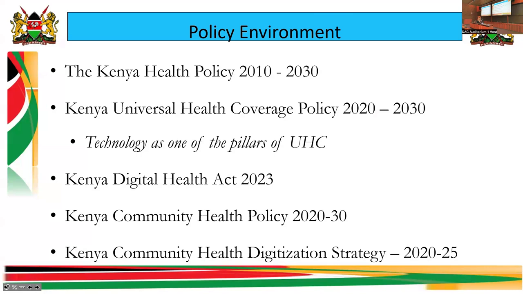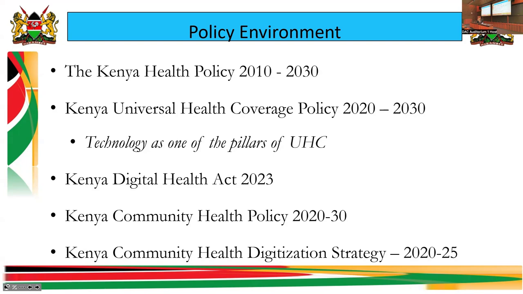We also worked through what we call a policy environment, and these are some of the policies we have in our country. We have a health policy, we have universal health coverage. The universal health coverage is actually encompassing that people have almost free treatment. It's not that free yet, but for us to be able to afford that, you also need the communities to be part of it. We have a Kenya Digital Health Act that actually came just the other day. It also allows some of these things.